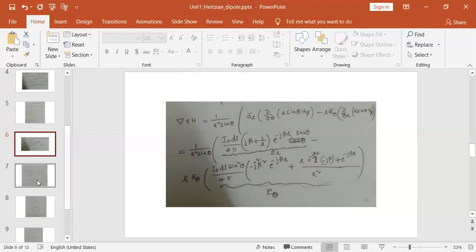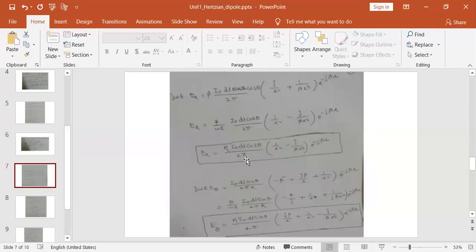If you simplify this, we'll get an expression for ER, that is eta into I naught dl cos theta by 2 pi into (1 by r square minus j by beta r cube) into e power minus j beta r. Similarly, if you simplify, you will get an expression for E theta, that is eta into I naught into dl sin theta by 4 pi into (j beta by r plus 1 by r square minus j by beta r cube) into e power minus j beta r.